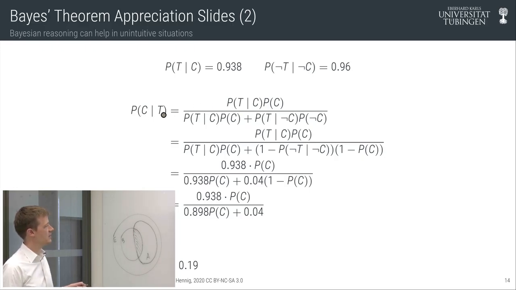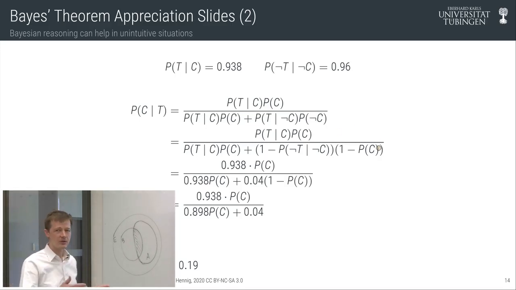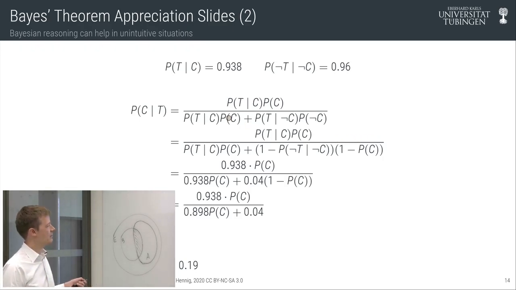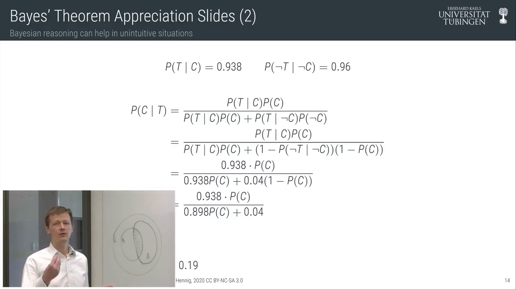So P of C given T, the posterior, is equal to the likelihood times the prior, P of T given C times P of C, divided by the evidence, which consists of 2 possible explanations for this positive observation. So either actually I am immune and then I get a positive result, or I'm actually not immune and this is a false positive. So we need the probability for this test to be positive given that we don't actually have coronavirus.